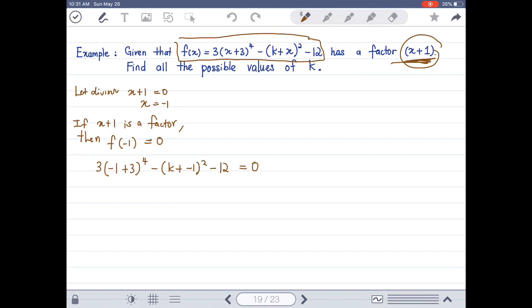So press your calculator, you should get the first part is 3 times minus 1 plus 3, to the power of 4, it's 48 minus k minus 1 squared minus 12 equals 0. I'll bring this to the right hand side, so I should get k minus 1 squared equals 36.